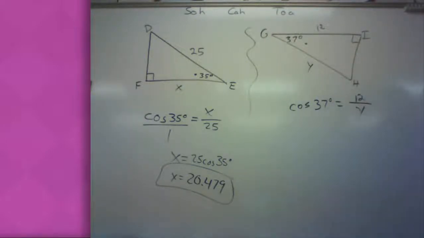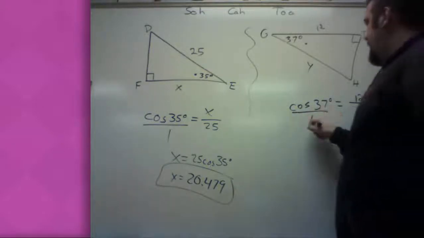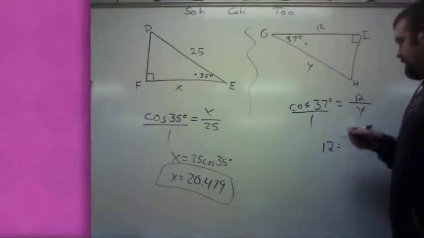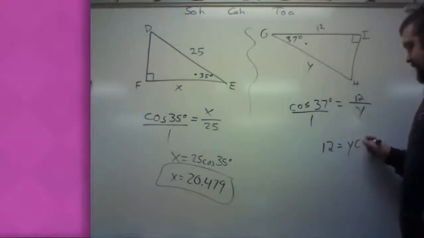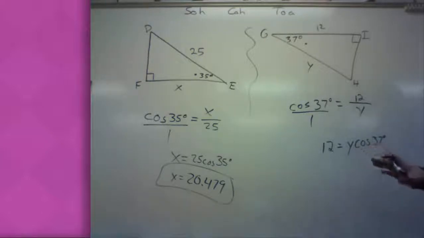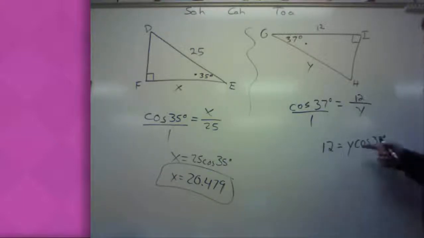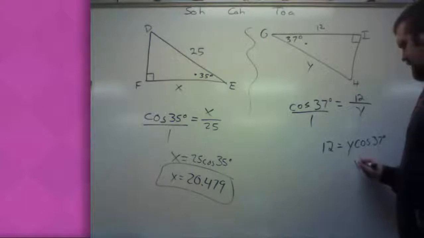Now that it's set up, I solve for my variable. I have a proportion. Cross multiply. 12 times 1 is 12. Y times cosine of 37 is Y times cosine of 37. Again, I might want to hit the panic button. No! Cosine of 37 is just a number. I'm trying to solve for Y. So to get Y by itself, I have to divide by cosine of 37.